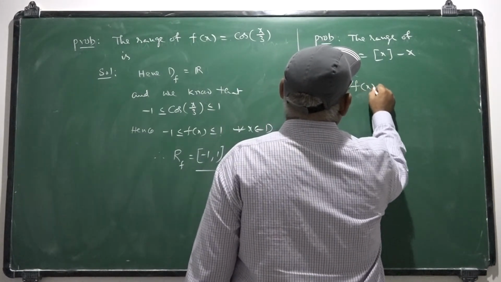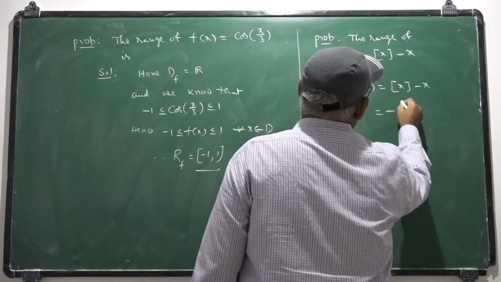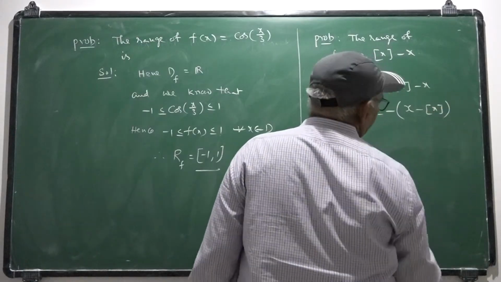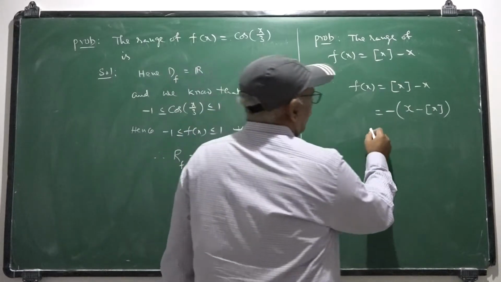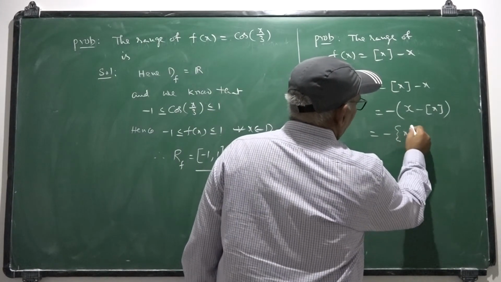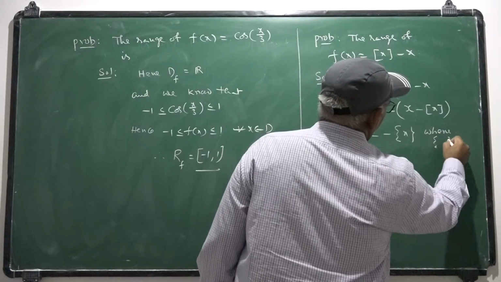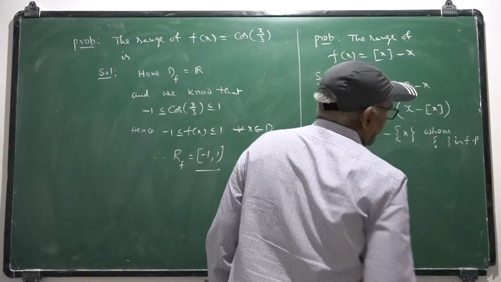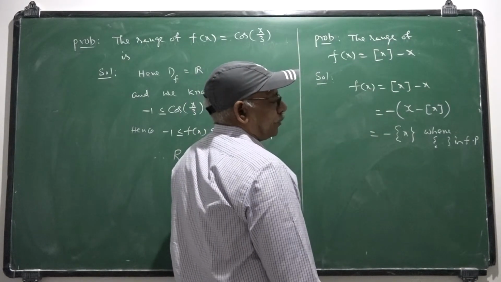Here f(x) equal to step x minus x, which is minus of (x minus step x). But x minus step x, by definition, is the fractional part of x, where this is the fractional part function.